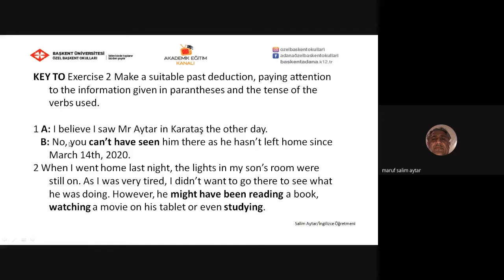Let's have a look at the key. The first one says, I believe I saw Mr. Aytar in Karataş the other day. No, you can't have seen him there, or you couldn't have seen him there, as he hasn't left home since March 14th, 2020. Okay? Can't have seen or couldn't have seen. They are the same, as you know.